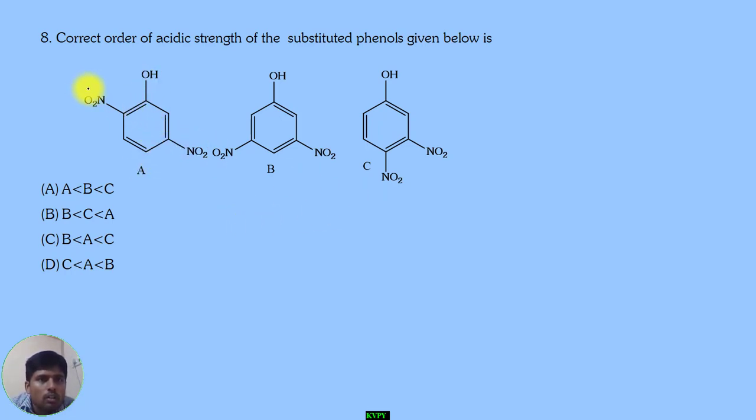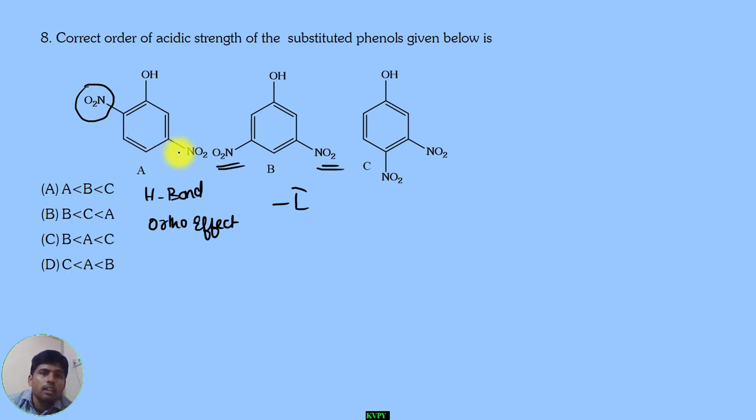So phenol is there, one ortho group is there. Ortho nitrophenol will have a hydrogen bonding, or you can say ortho effect, and here all the NO2 groups are at meta, so it's only minus I. Here minus I, and this will also offer minus R, so that you should know. Here both will offer minus I. Here this will offer minus I, predominantly minus R and minus I. This will offer minus I.